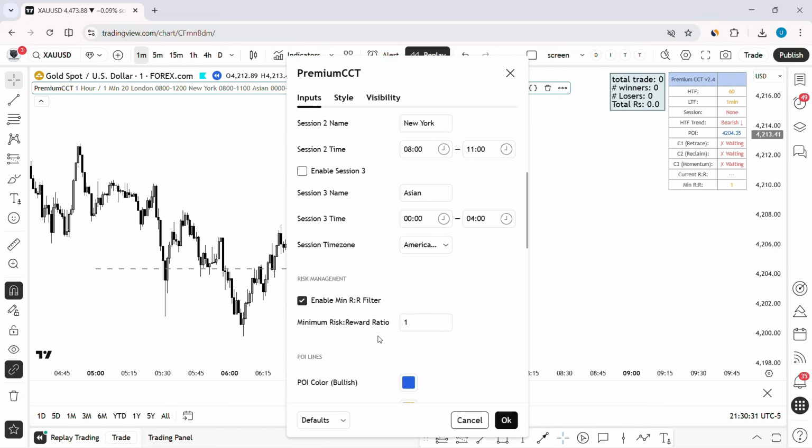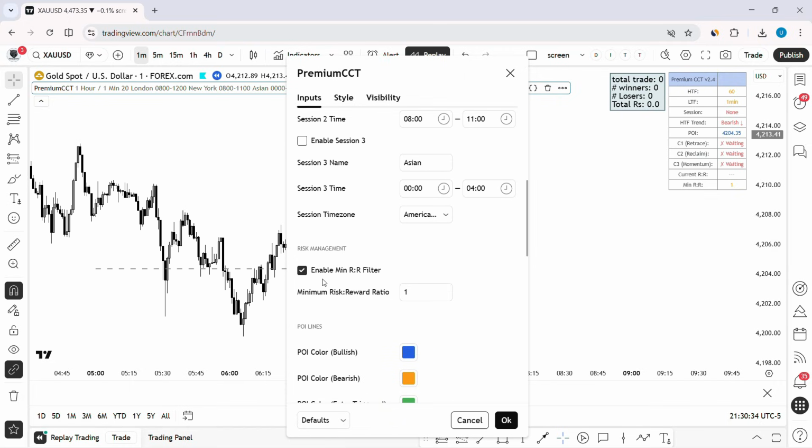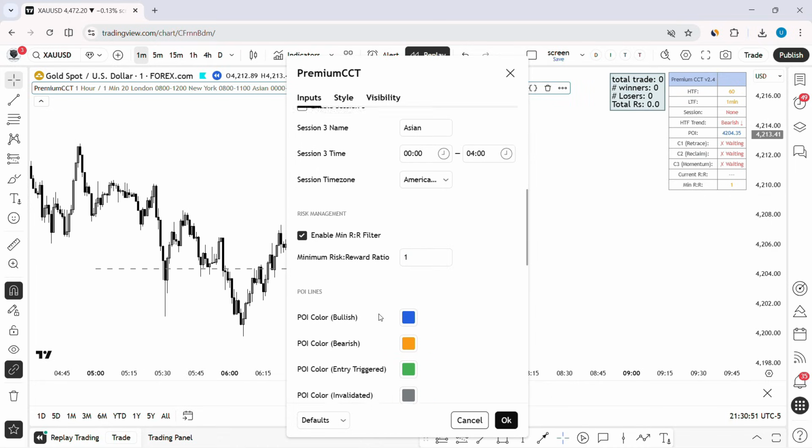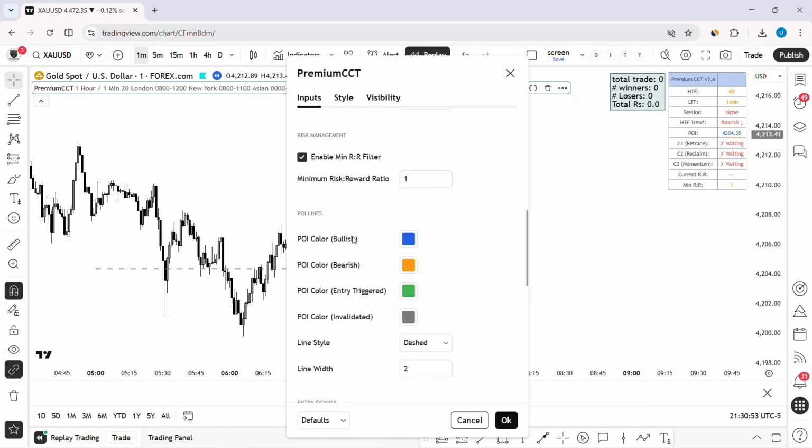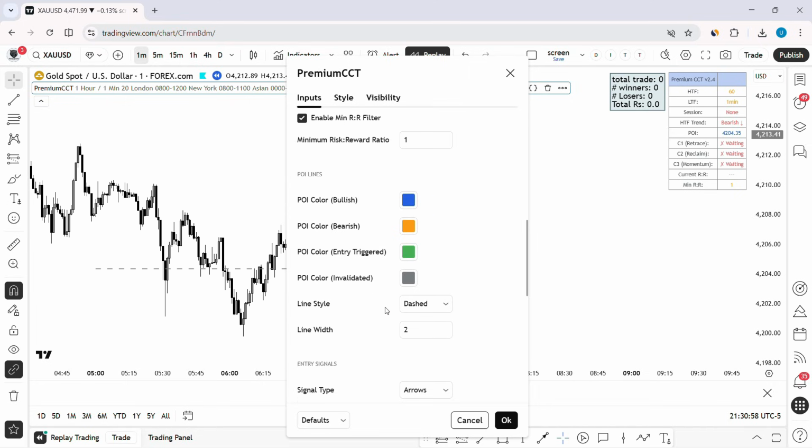Then we have risk management section, in which we have minimum risk reward filter. When this is enabled, the indicator will only take trades which have a minimum risk to reward of 1. You can increase this number or decrease this number based on your priorities. After that, we have POI lines. You have different options to choose colors of POI lines. For bullish, it's blue and so on.